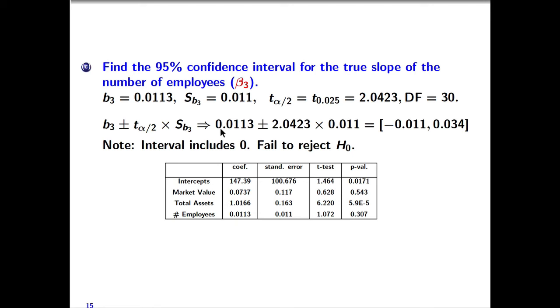So we have 0.0113 plus or minus 2.0423 times 0.011. Our lower limit will be 0.0113 minus 2.0423 times 0.011, and we end up getting this lower limit to be negative 0.011, and the upper limit will be 0.034. Note, there is a relationship between the confidence interval and the hypothesis testing. For the same alpha, if the confidence interval includes 0, then we fail to reject H0.